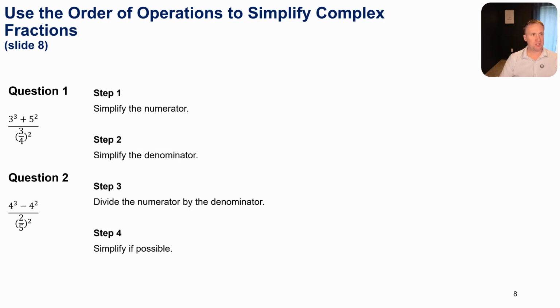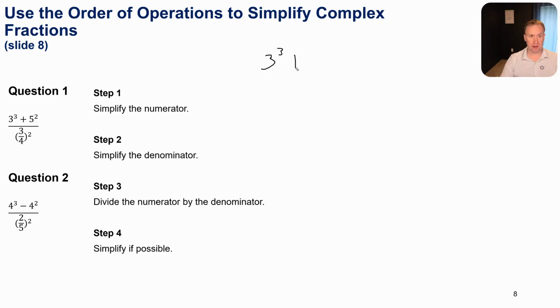The next section is to use the order of operations to simplify complex fractions here. So I'm going to follow the steps where I'm first going to simplify whatever's in the numerator of the fraction, then the denominator, then I divide the numerator by the denominator and simplify if I can. So if I look at question number 1 here, this is interesting because I have some exponents at play.